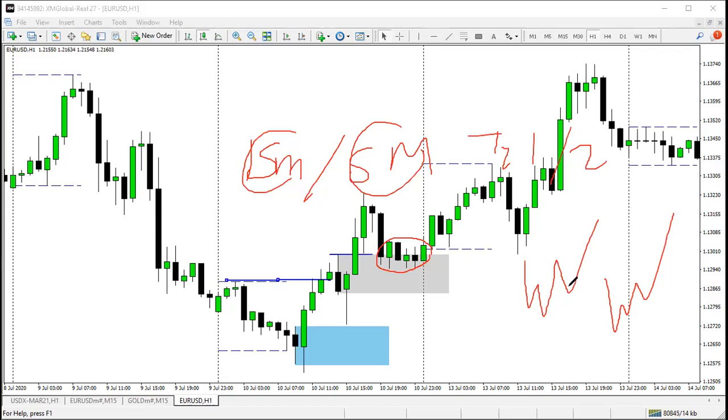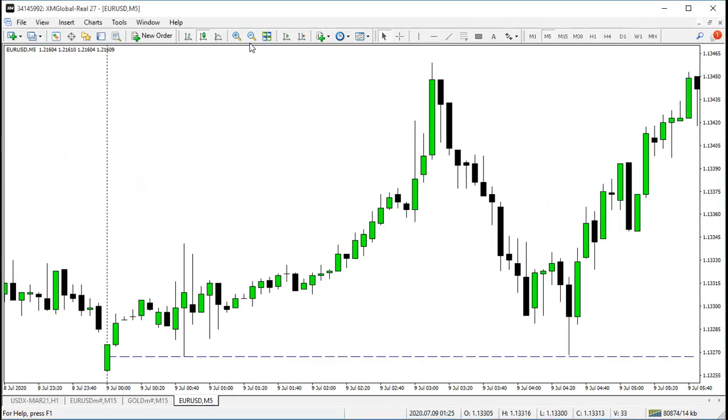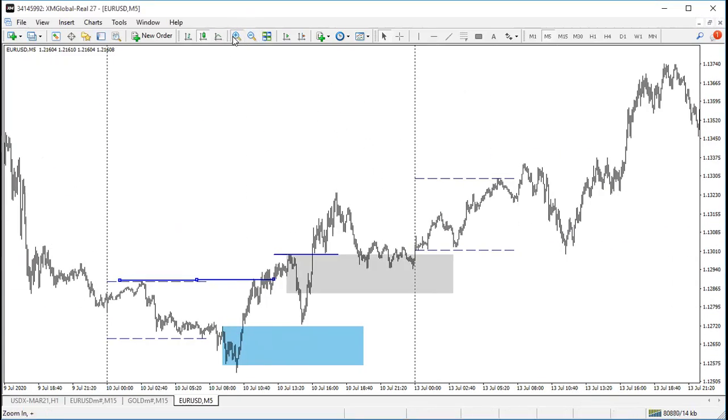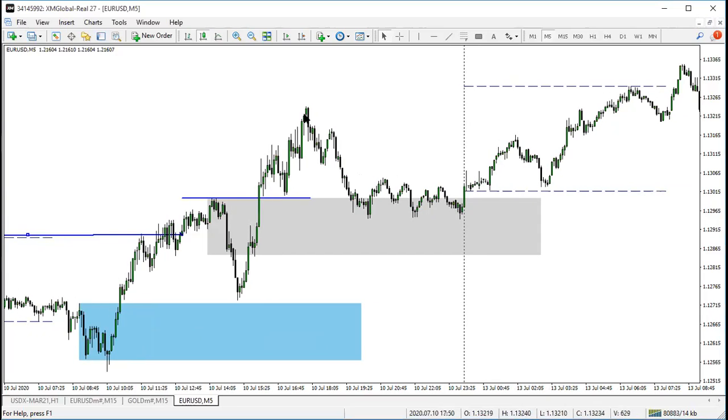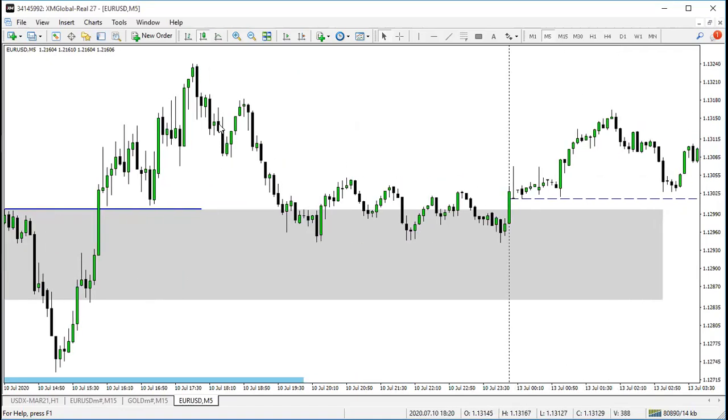And you are going to buy here on the 5-minute or 15-minute return to order block. So for the entries, we use 15-minute or 5-minute. So now let's go to the lower time frame and see. As you can see, when price is coming back to the order block, look for a type 1 or type 2 reversal in the order block.